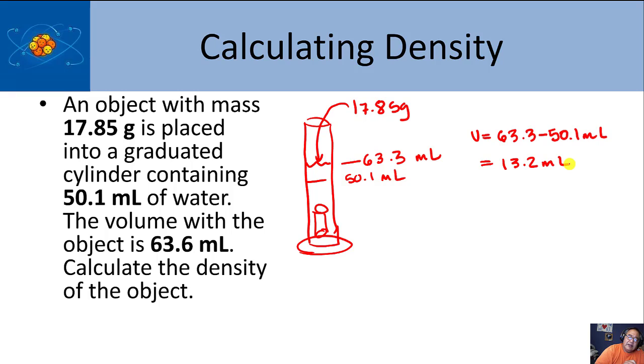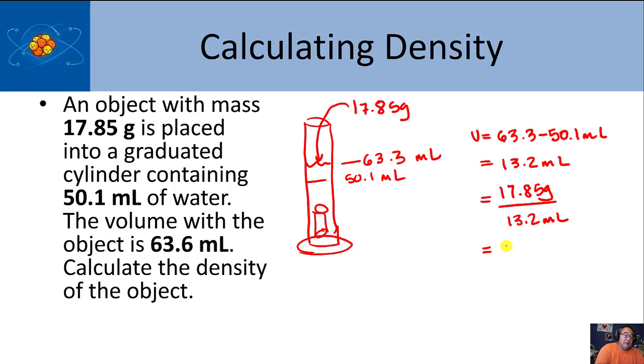Then we calculate the density. How do you do the density? Well, the units for density are grams per milliliter or grams per centimeter cubed. So we say 17.85 grams divided by 13.2 mLs, and that'll give us the units that we're looking at. This is also a type of dimensional analysis. I know the units for density, so I know how to get to the density.